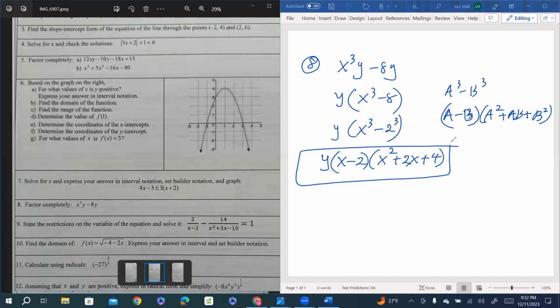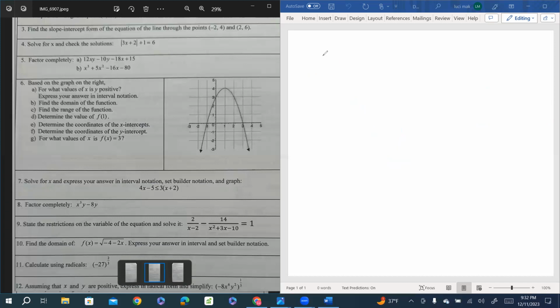All right, let me just confirm our number 8 answer as well as the other one. So yes, 11 was correct. y times (x minus 2) times (x squared plus 2x plus 4) is correct as well. All right, so the next question, number 9. Let me erase this. Let me clear this.